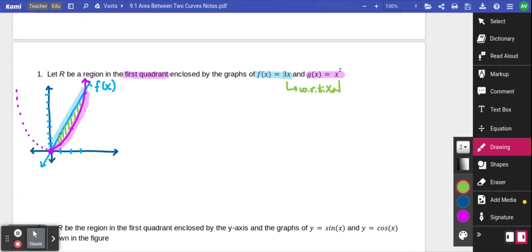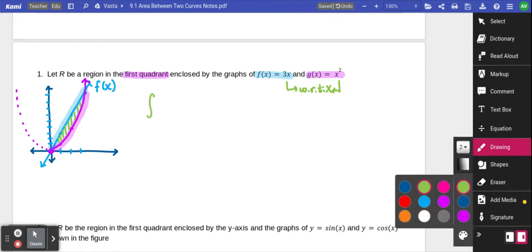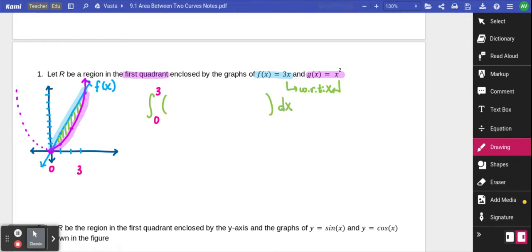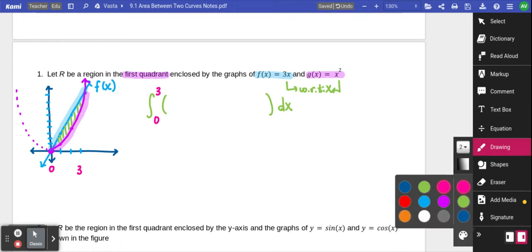So to find this area, I'm going to do the integral from the beginning where those graphs meet, which would be at 0, until the end where those graphs meet. And those are x values because I'm doing everything with respect to x. Now, inside of my integral, I'm going to put top minus bottom. That's the rule when you're doing things with x: you're going to do top minus bottom.